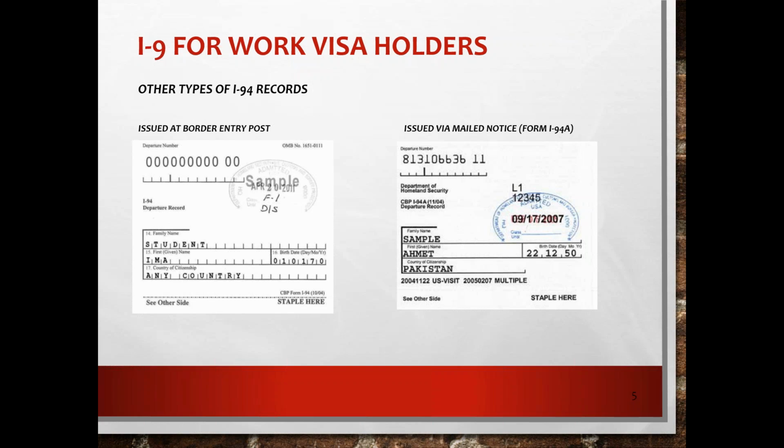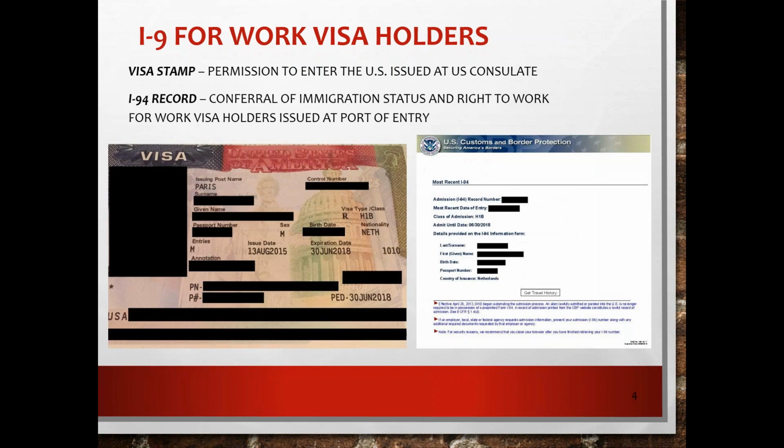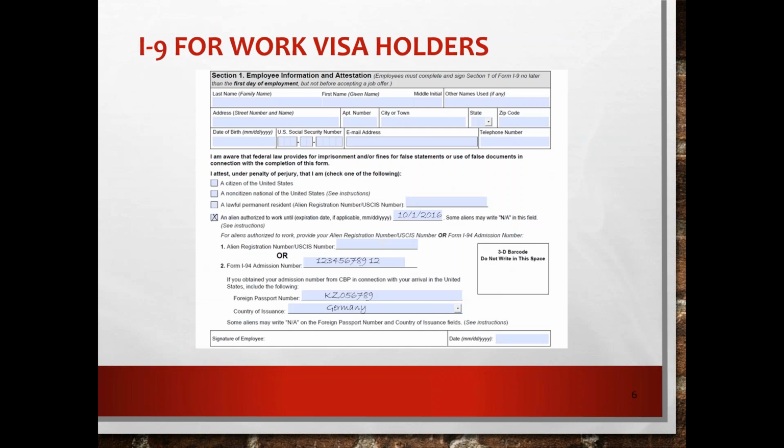It's a bunch of zeros on the sample on the left, and then it starts with 813 on the sample on the right. And then going back to our newfangled I-94 records, the downloadable version, again, it's going to be that first data point, which is blacked out there, the admission I-94 record number. So that's what's going to be inputted there at point number 2 under the boxes. And then you have to go even further. It says here, if you obtained your admission number from Customs and Border Protection in connection with your arrival in the U.S., include the following.